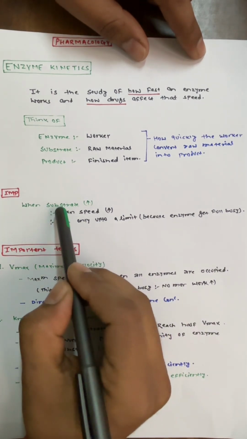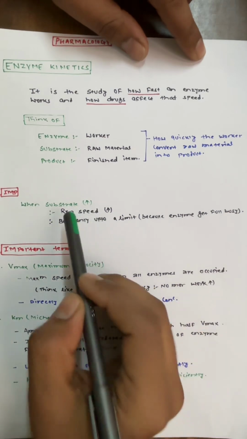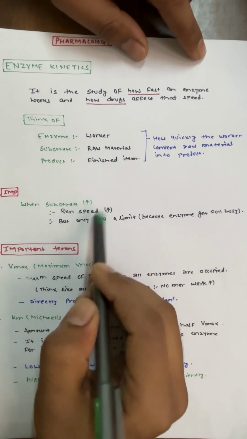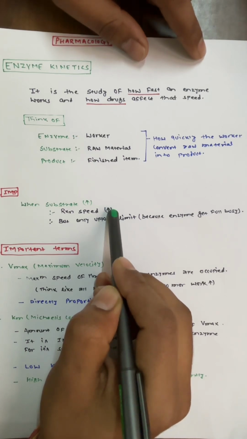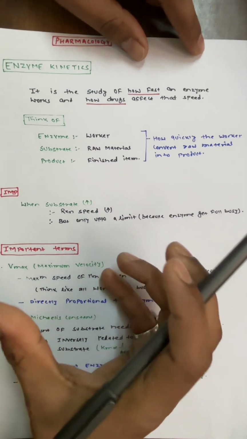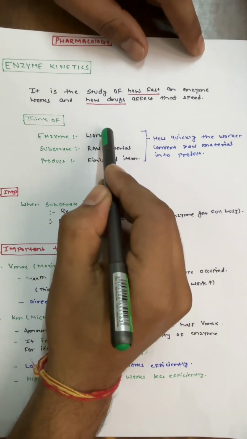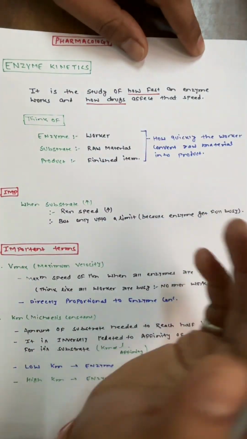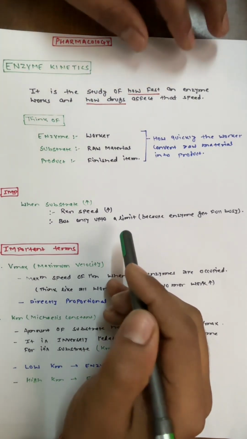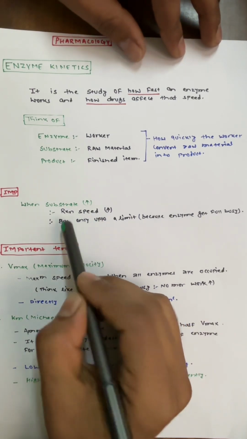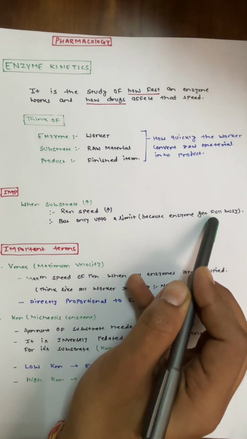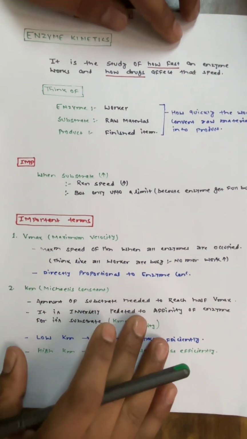Now let's talk about the substrate relationship. Here is a key point to remember: when you increase the substrate, substrate means raw material, the reaction speed will increase. But there is a catch: it only increases up to a limit, because eventually every single worker, every enzyme which is working, gets fully occupied. Once all the enzymes are busy, the system is saturated and you cannot go any faster no matter how much material is added. So it's written here: only up to a limit, because enzymes get fully busy.